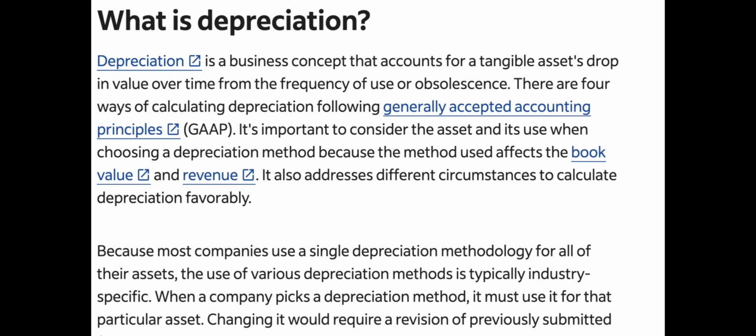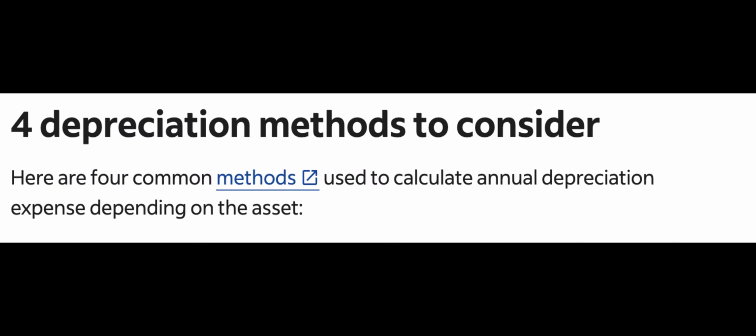Because most companies use a single depreciation methodology for all of their assets, the use of various depreciation methods is typically industry-specific. When a company picks a depreciation method, it must use it for that particular asset. Changing it would require a revision of previously submitted statements. 4 depreciation methods to consider. Here are 4 common methods used to calculate annual depreciation expense depending on the asset.